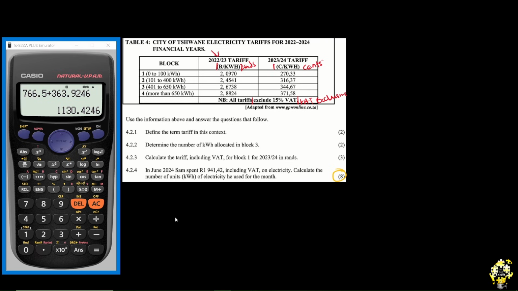Number 3, periods. We have 2 periods. We have 2022 to 2023. We have 2023 to 2024. May we kindly look at this question right here? And I know some of you are like, but why are we not solving from the first?